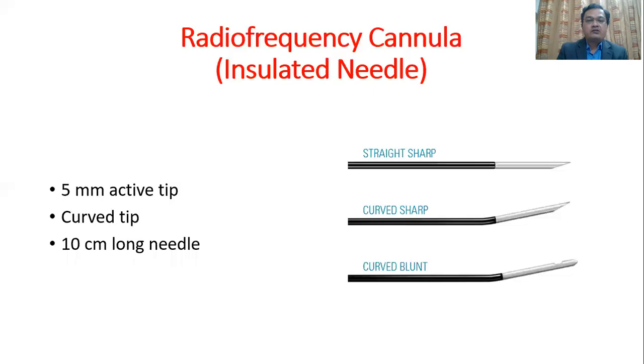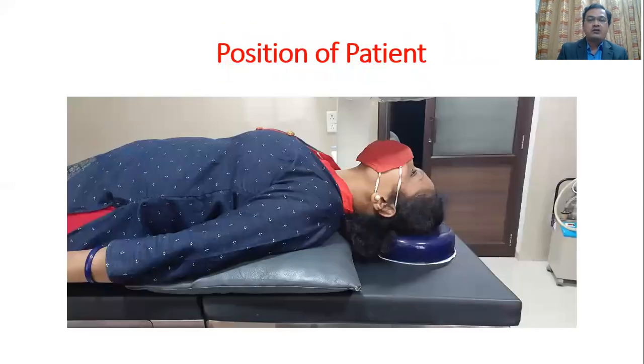Cannula for radiofrequency is very important. It is an insulated needle. It has a 5 millimeter active tip. It's a curved tip, and a 10 centimeter long needle is most commonly used for this type of radiofrequency treatment. Position of patient in operation theater is supine. Head is kept in a head ring. Put a pillow below the chest to create extension of the head.